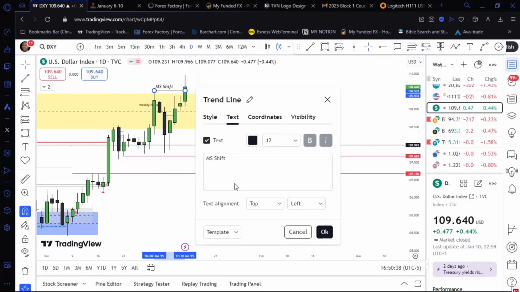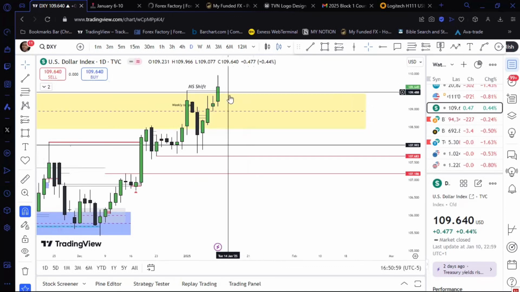Once the body of the candles close above the highs, I like to see that as a market structure break. But in the grand scheme of things, it's still a shift, because if it's going to continue pushing higher, that's just a shift in my perspective of, yeah, we're still likely to see higher prices. A shift or a break doesn't necessarily mean prices cannot retrace.